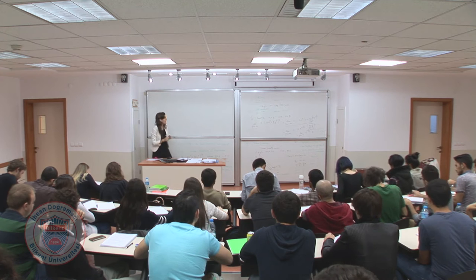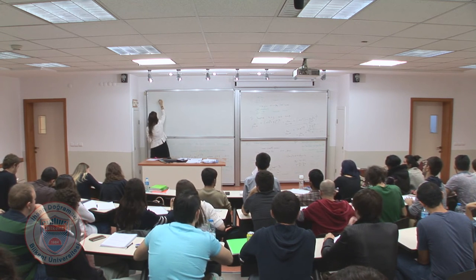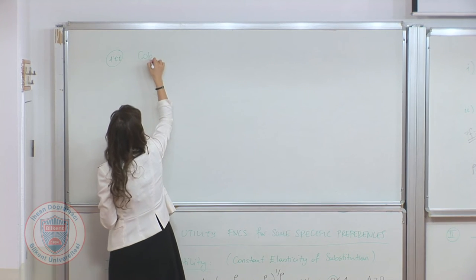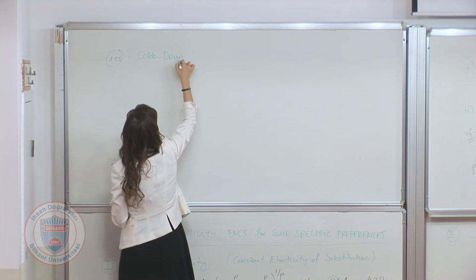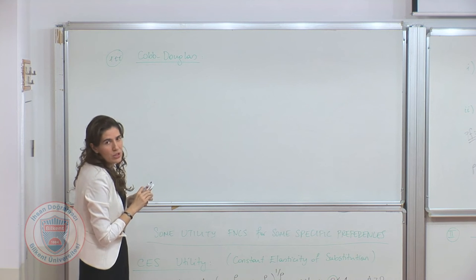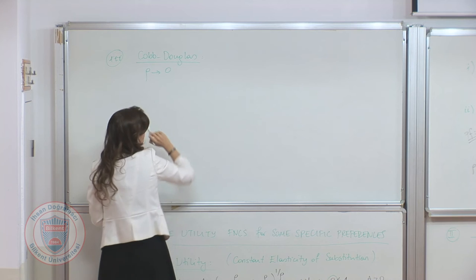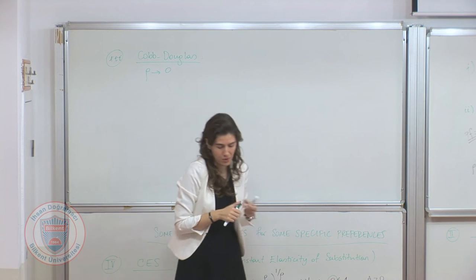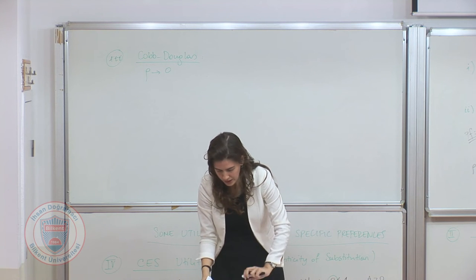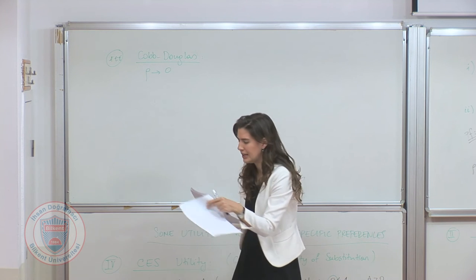So this is the third case, the third one, Cobb-Douglas. So which one will Cobb-Douglas be? You see that when rho goes to zero, it's going to give us Cobb-Douglas. So this is just an example, just another special case. So let me give you the hints.